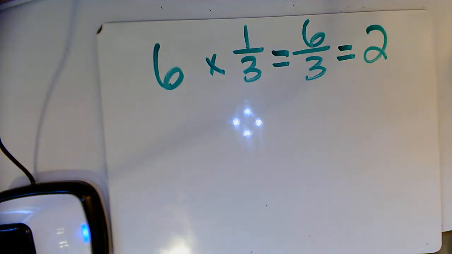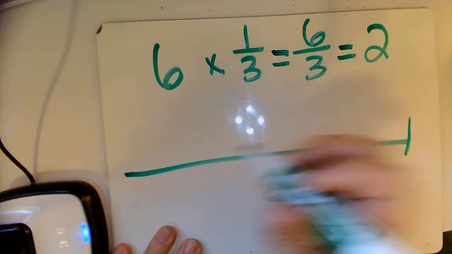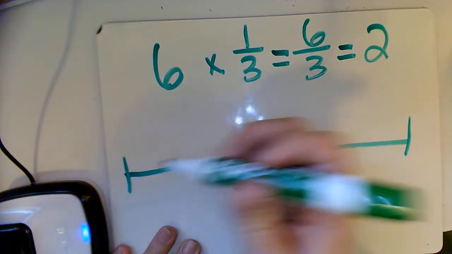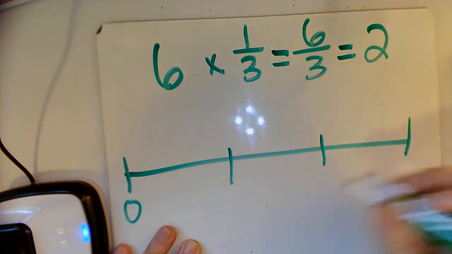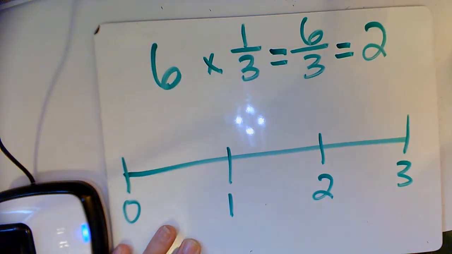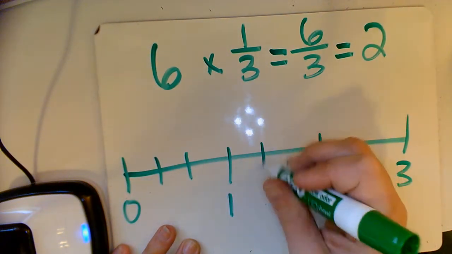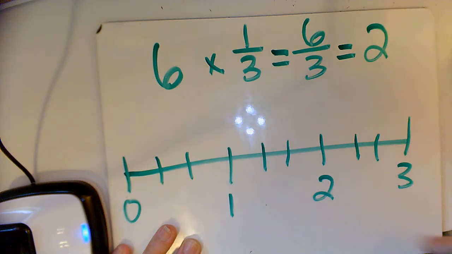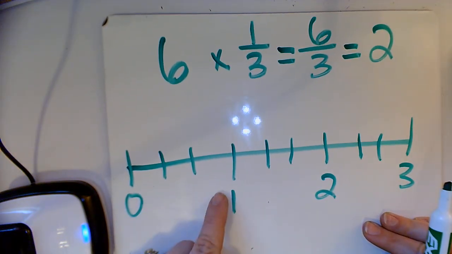Okay, so let's see what this would look like on a number line. So I'm timesing by 1/3, so I'm going to break my number line into thirds. Okay, so there's my whole numbers. There's 1/3, 2/3. So each of these are worth 3/3, right?